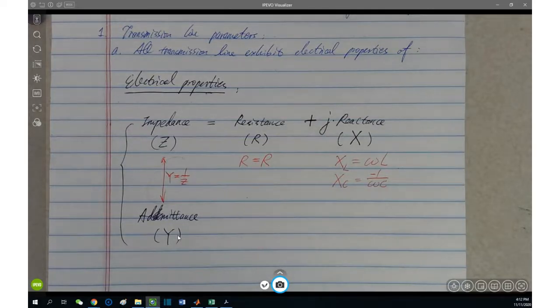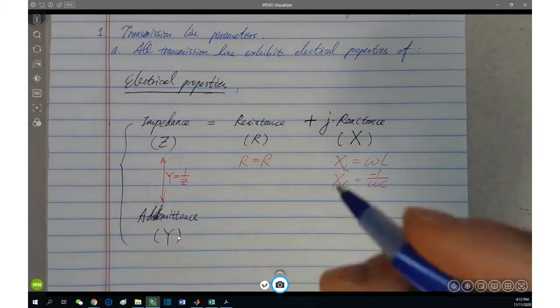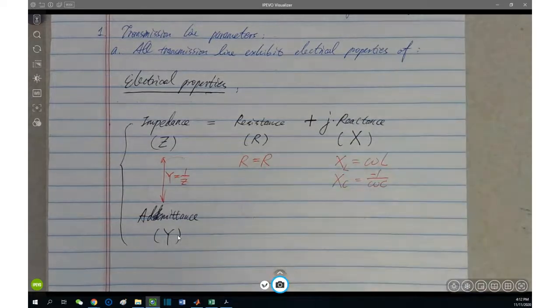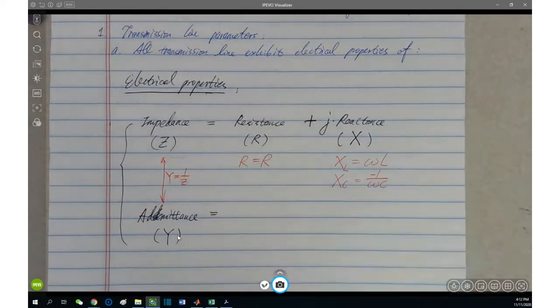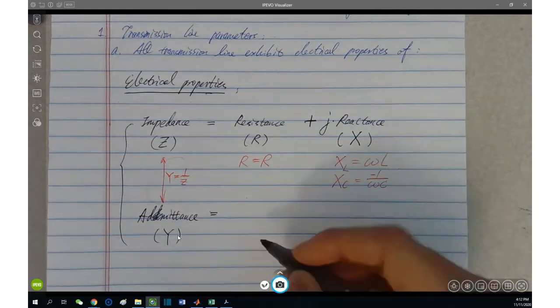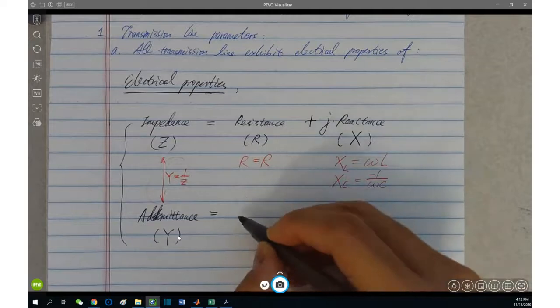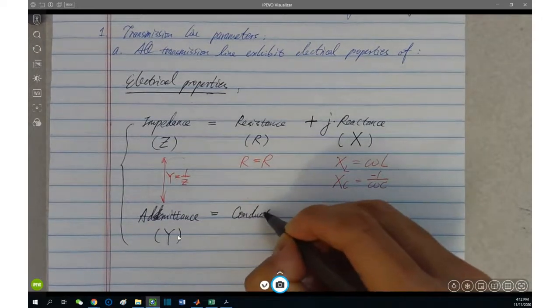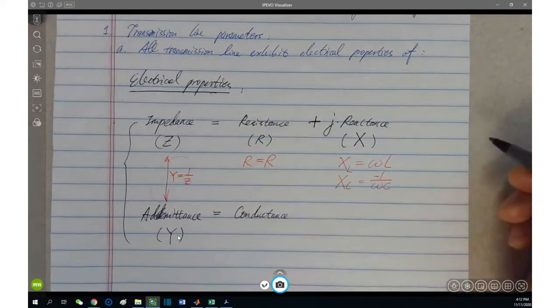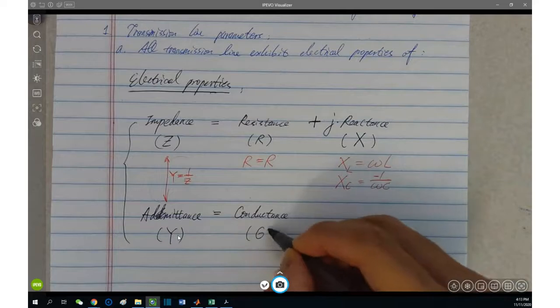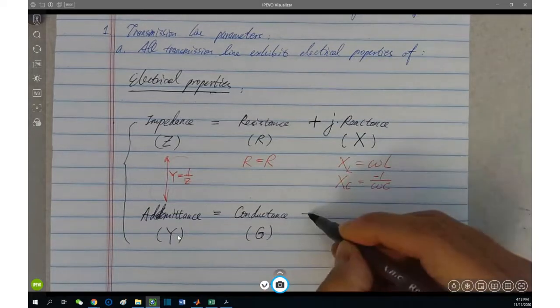And then what else? Does anyone know anything else? G equals 1 over R. What is G then? Conductance. Good. Okay, so Anil and Sawyer are providing more information here. So first of all, admittance equals what? It also is a complex number. It has a real part and an imaginary part. The real part is called conductance, as Anil mentioned, represented by the letter G, and then plus j times the imaginary part.